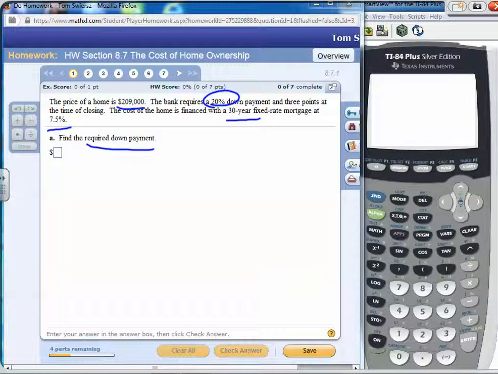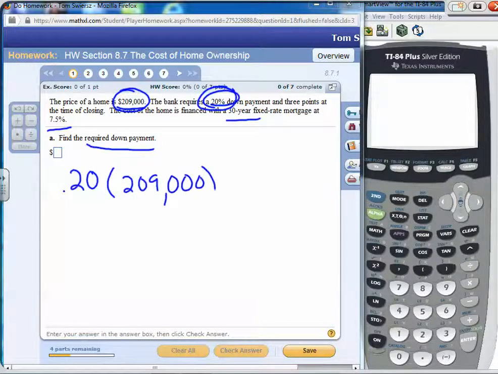Okay, the required down payment is what? It is given to be 20% of what you decide to purchase the home for, which is $209,000. So percentage of something means multiply. So turn 20% into a decimal. Move it over 2 places, so it'd be 0.20 times 209,000, and that will give us the required down payment.